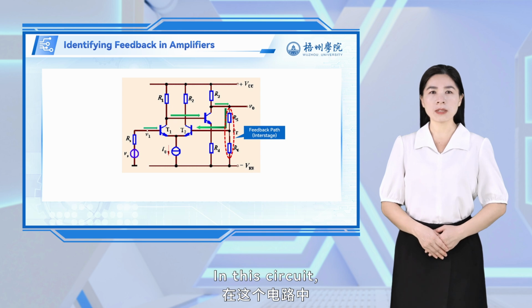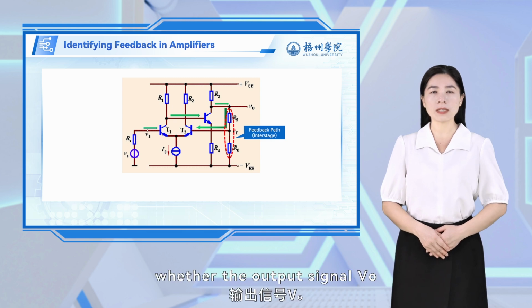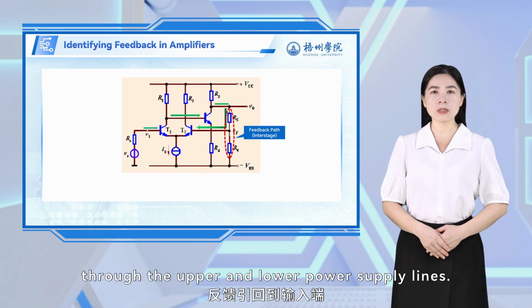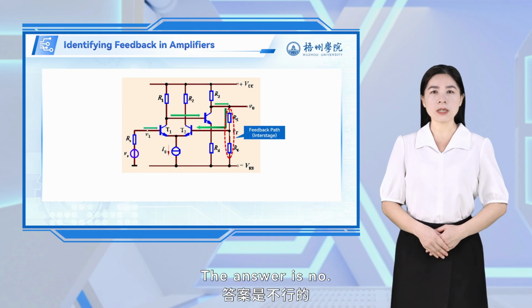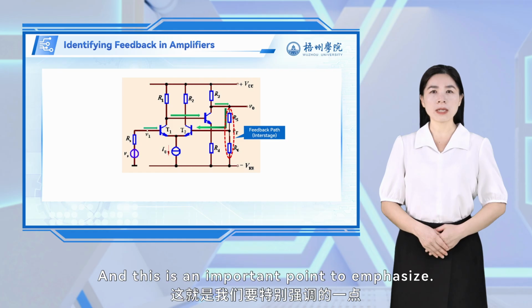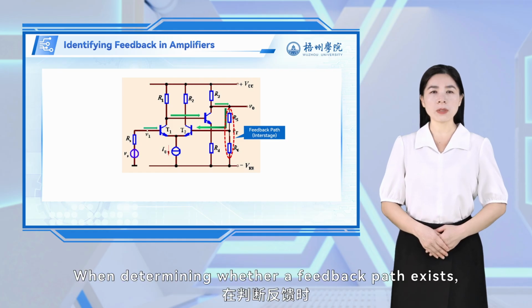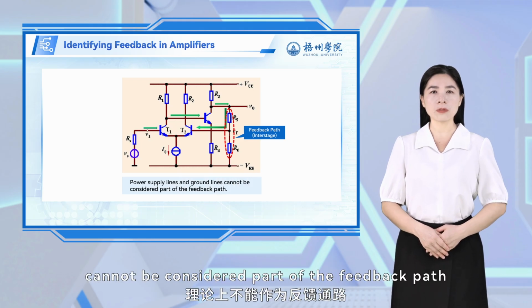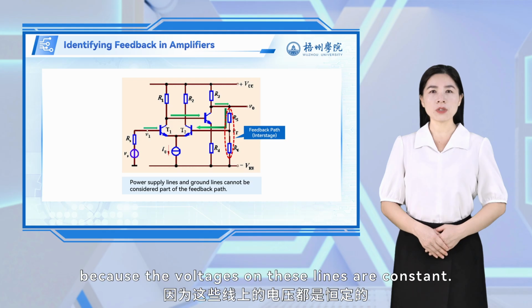In this circuit, some of you might be wondering whether the output signal VO can be fed back to the input through the upper and lower power supply lines. The answer is no. And this is an important point to emphasize. When determining whether a feedback path exists, power supply lines and ground lines cannot be considered part of the feedback path because the voltages on these lines are constant.